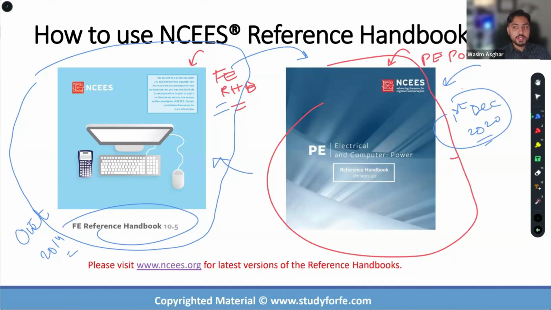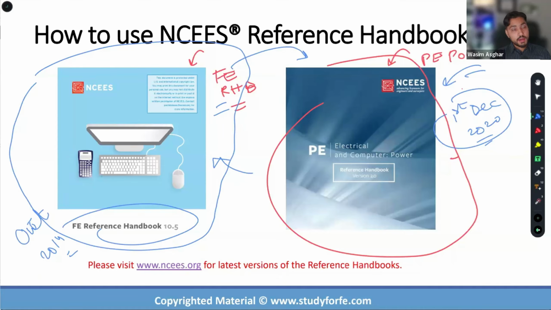In the case of the PE Power exam, in addition to the reference handbook, you also have codes and standards, namely NFPA 70E, which is our arc flash standard. The actual name is Standard for Electrical Safety in the Workplace. And then you have NEC, which is NFPA 70. You have NESC, which is for utilities primarily. Then you have NFPA 497, 499, and 30B.